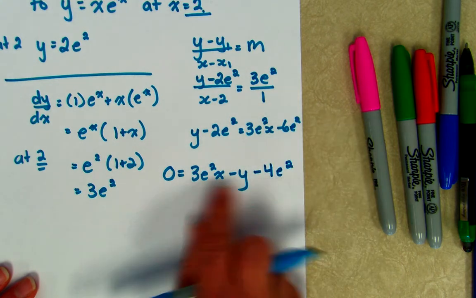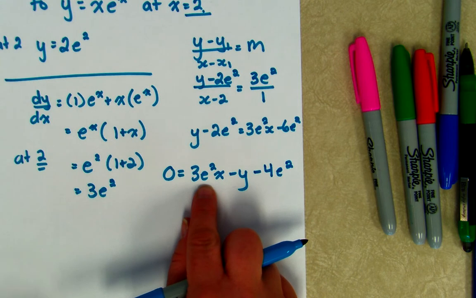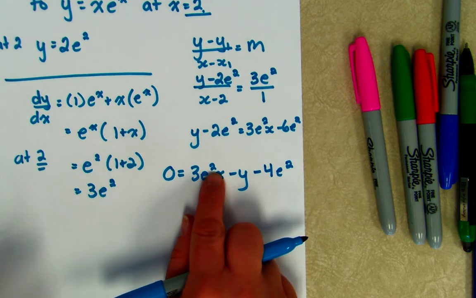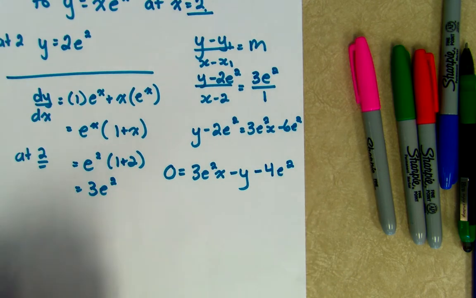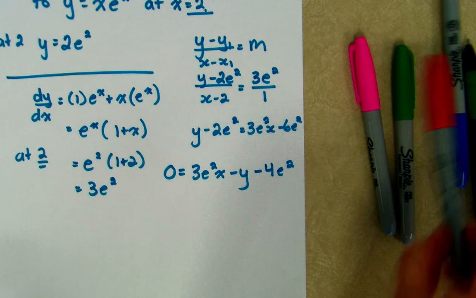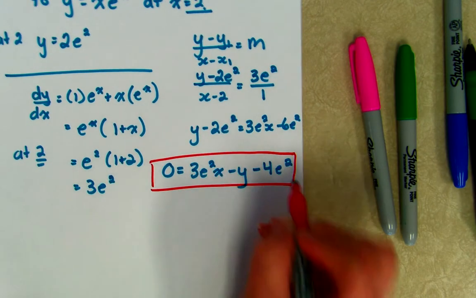So this is an equation of a line. 3e squared is a number. If I use the e button, I'm getting a decimal approximation for it. If I leave it as 3e squared, that's an exact number. And same with minus 4e squared, that's a number. That'll be my constant at the end. So I do get a standard form equation of a line. It just looks a little different than what we're used to.